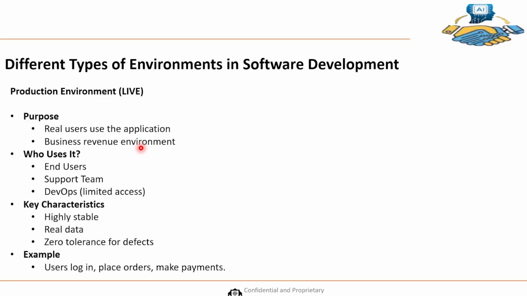Then the last stage is the production environment. Here real users use the application, and it drives business revenue. Who uses it? Only end users. If any issues come to end users, the support team has access to use this environment. Even DevOps have limited access. This environment is highly stable and has real data. In this environment, we are not expecting any kind of defects. For example, user logins, places an order, and makes a payment, and all the features should work smoothly without any error.